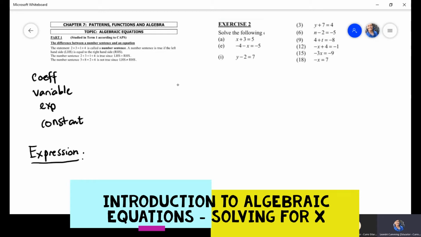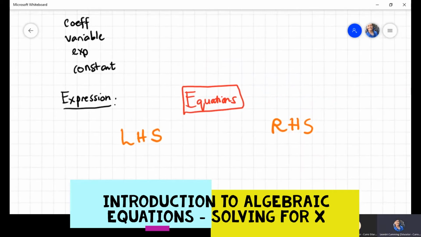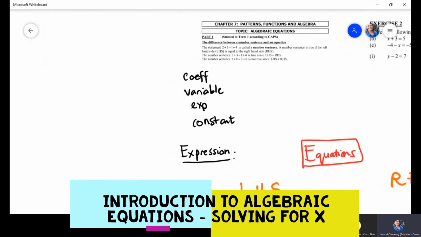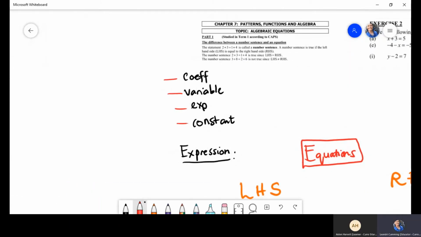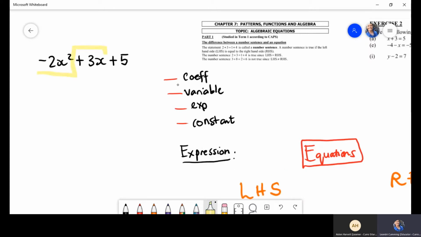Now, the importance of solving equations is we have a distinction between a left-hand side and a right-hand side. So with our previous chapter, when we worked with expressions, we were not required to solve anything. We were only asked to simplify expressions based on whether the terms were like or unlike.